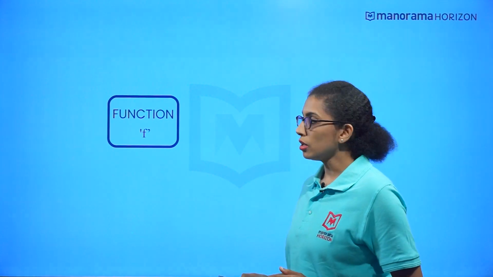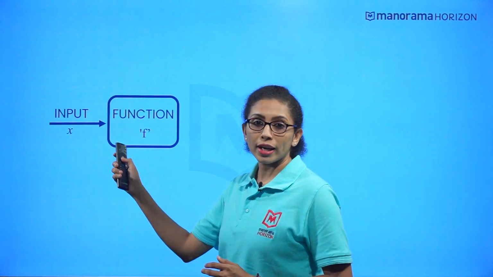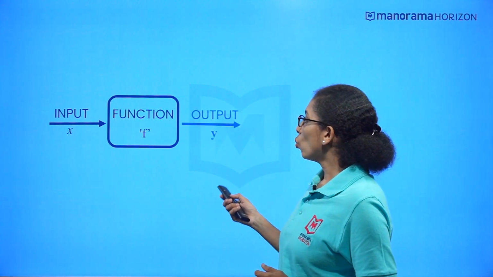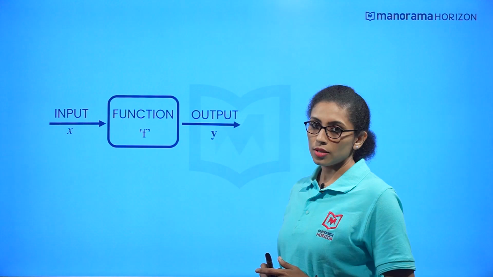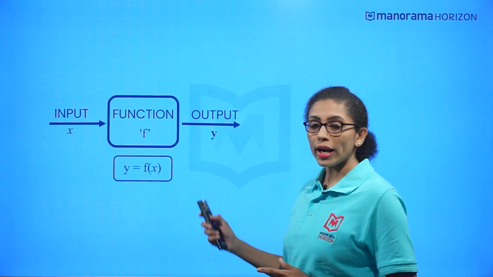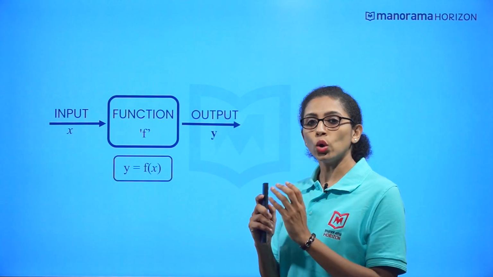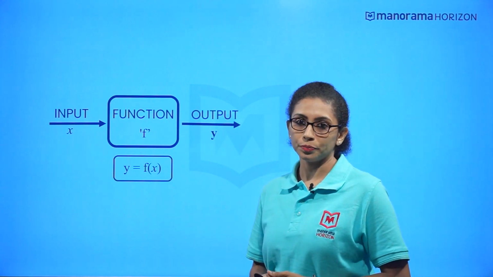In this figure, x is the input, which is the independent variable, f is the function, and y is the output, which is the dependent variable. So, we can write y is equal to f of x. We will closely look into each scenario which we have discussed earlier.